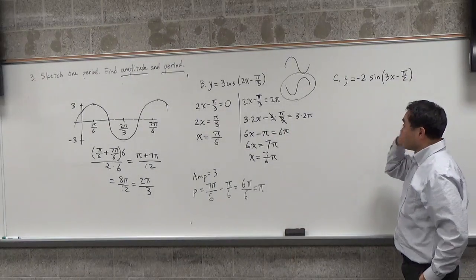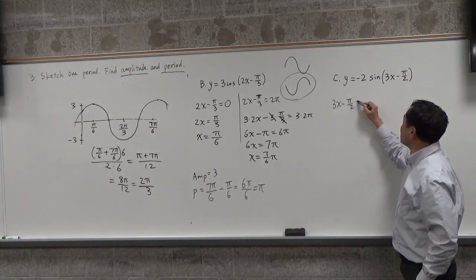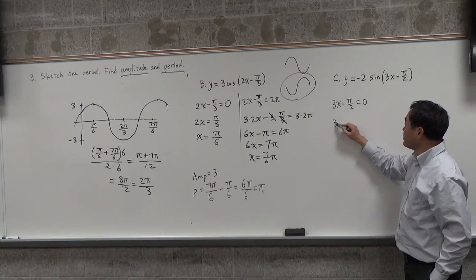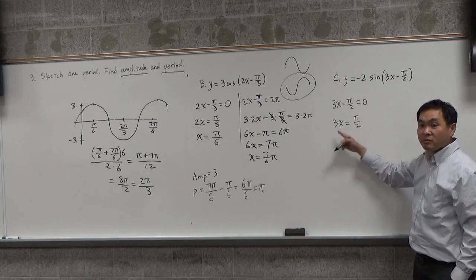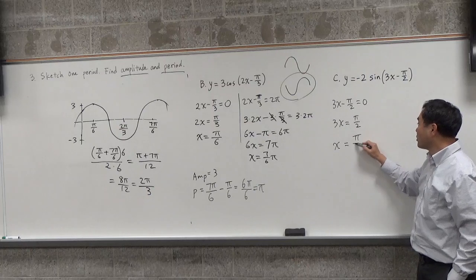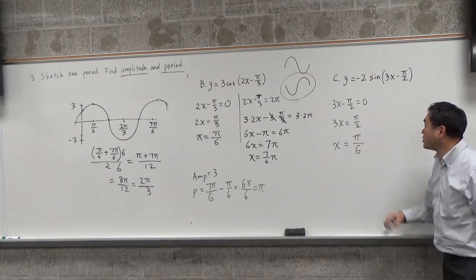Okay, so the same exact idea. You take 3x minus pi over 2 equals 0. Move this to the other side, and then you divide both sides by 3. Dividing introduces that number in the denominator, so you end up with 2 times 3, which is 6. So you get pi over 6.